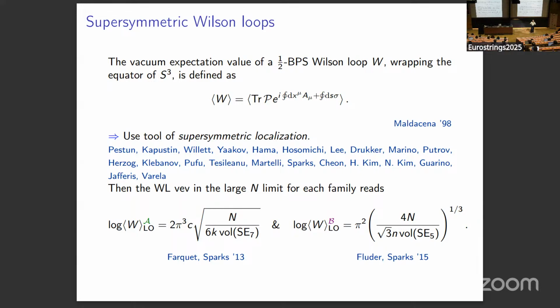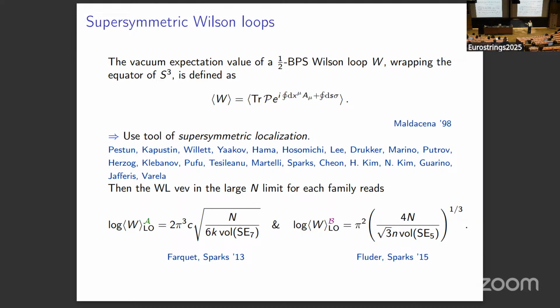And without going into too many technical details, you can just use the tool of supersymmetric localization, and you find, which was done in a many series of papers, that the final answer you get is given in this very universal way. So for family A, you get this very nice form, which is universal, you would say, because you just have this N and K, right?